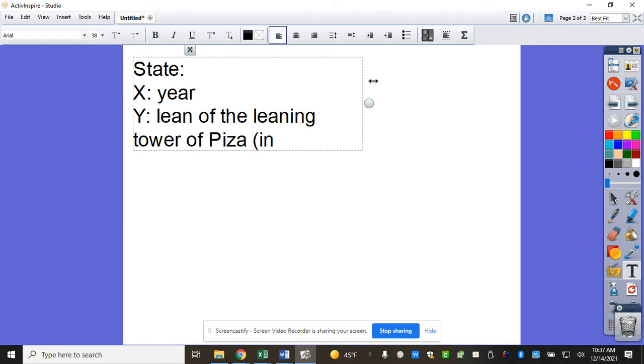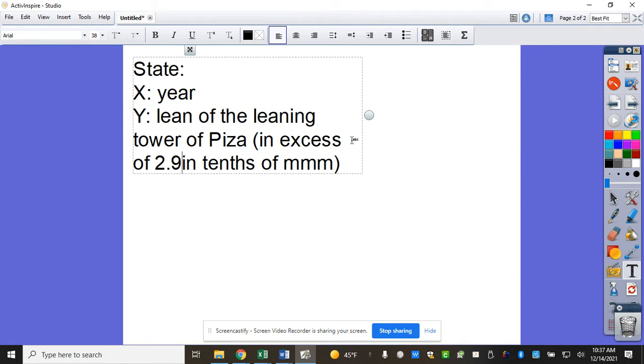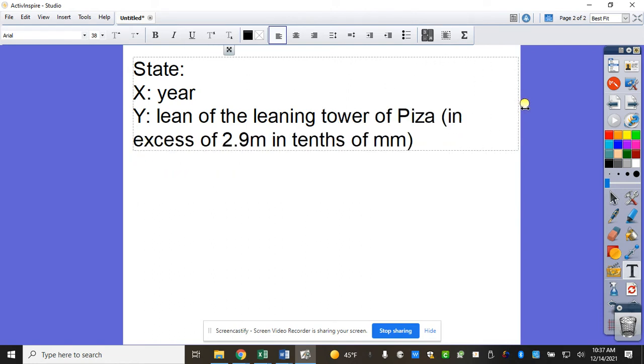And of which number? 2.9 meters. That was kind of a funny wording one.